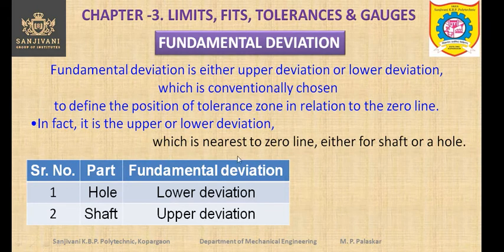Now according to this theory, it is observed that the fundamental deviation for the hole is the lower deviation. That means for the hole, the lower deviation is generally the fundamental deviation, and for the shaft the upper deviation is the fundamental deviation. Now how we can say this, that also we will see in the next slide.